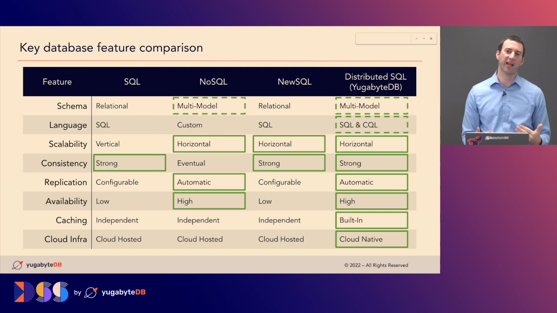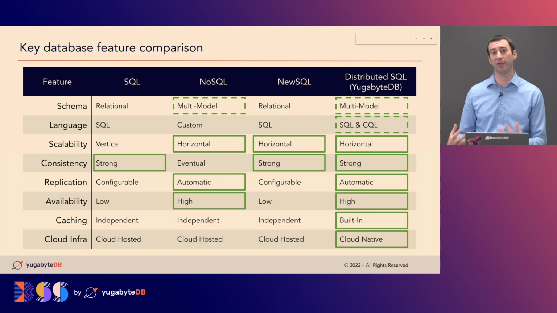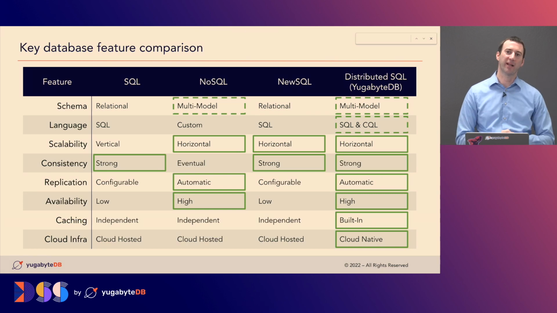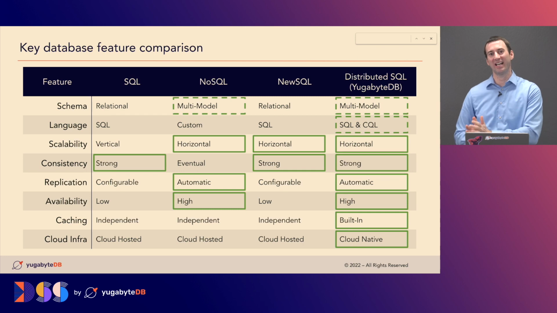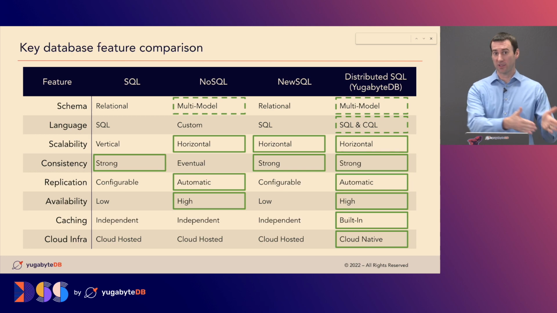But then as we start to peel back these other qualities that are important to modern applications, scalability, consistency, replication, availability, the caching model for performance, and then of course this larger bucket of cloud infrastructure. What are those capabilities to be cloud native ready? You can start to see NoSQL provides some of those. NewSQL, SQL provide a little bit on consistency, but what distributed SQL has been designed to do is, again, take the best of all those worlds and bring them together. And that's really where the focus of innovation is.